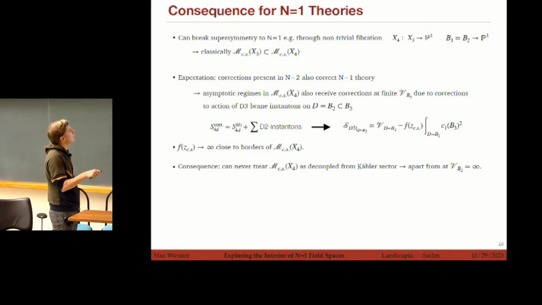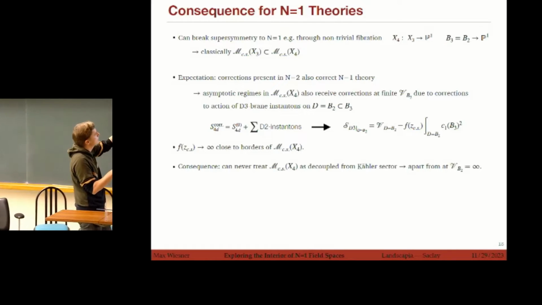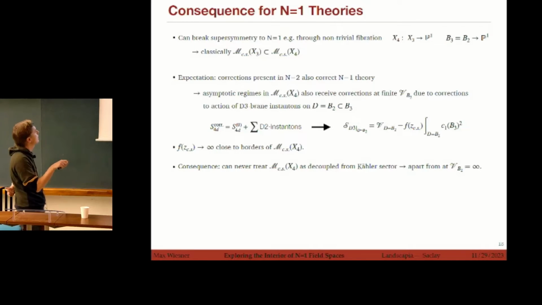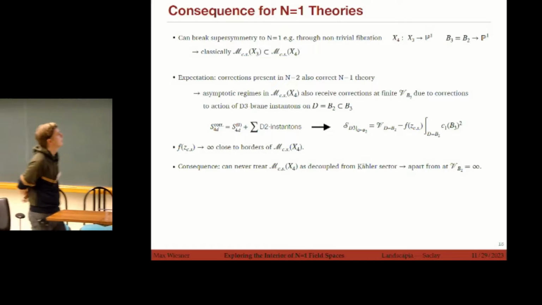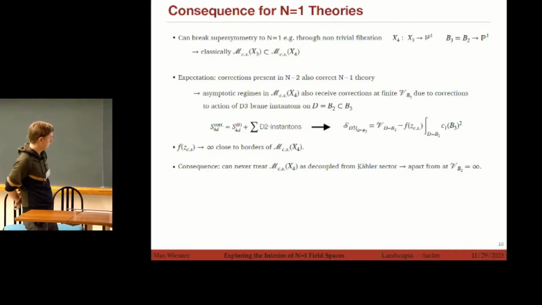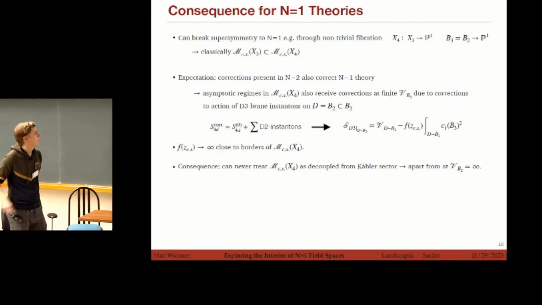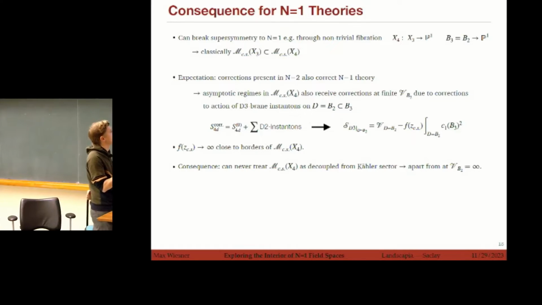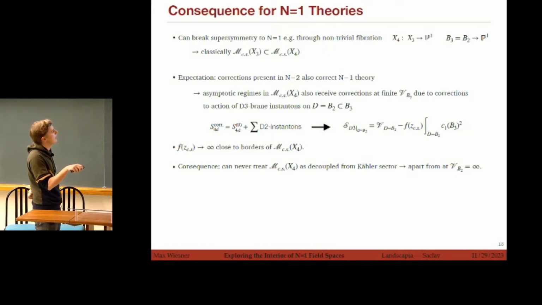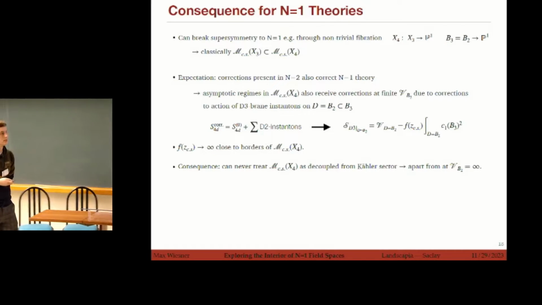So this goes to infinity, because this is just the same as the effect of the D2 instanton, close to the borders or boundaries of the complex structure sector of X4, or better to say the subspace of it. And so the consequence is that we can never treat X4 as decoupled from the sector unless we are actually at full infinite distance limit.